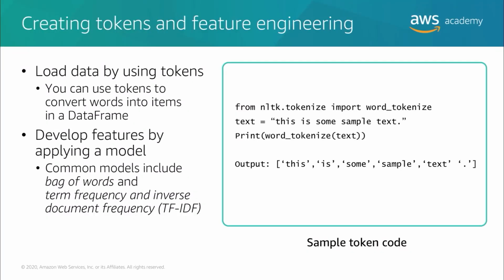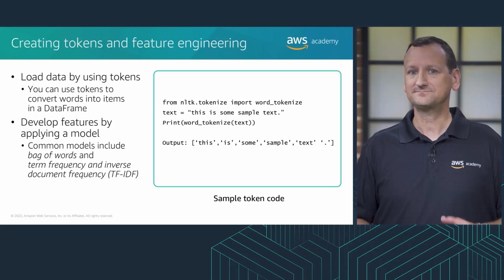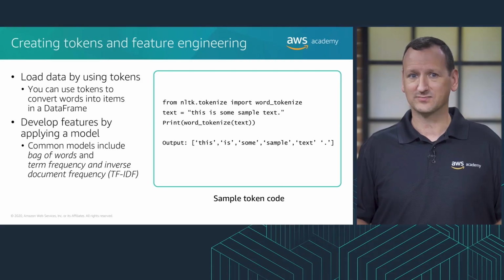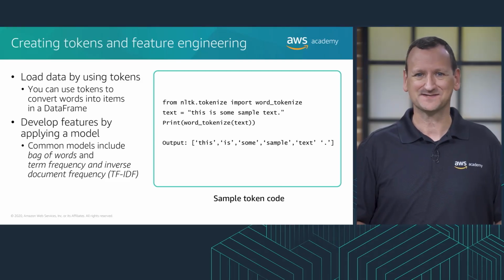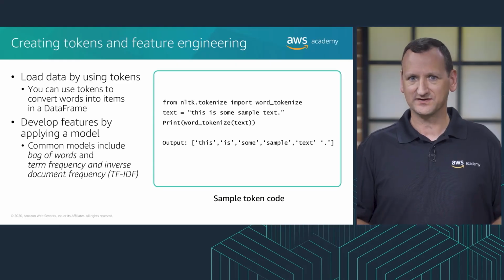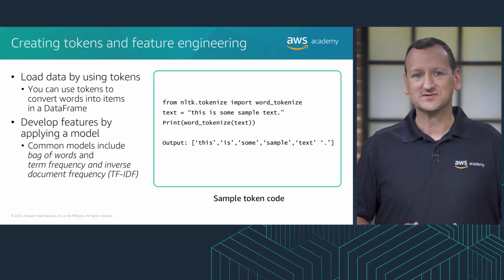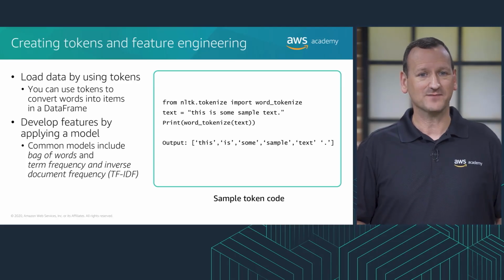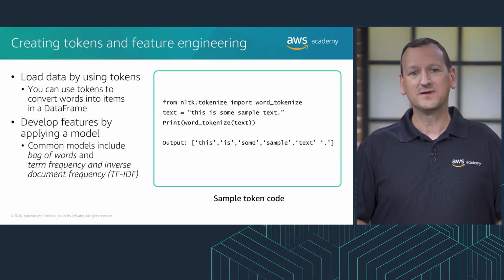Another first step in creating an NLP system is to convert the text into a data collection, such as a data frame. All NLP libraries provide functions to assist with this process. The example shows using the word tokenize function from the NLTK library. After you've cleaned up your text and loaded it into a data frame, you can apply one of the NLP models to create features. Here are a couple of common models.